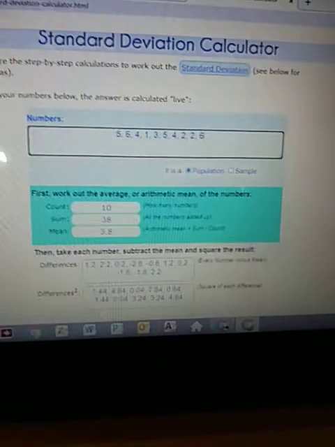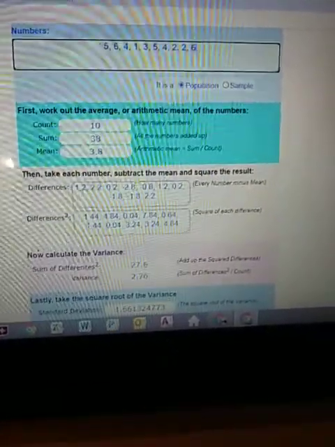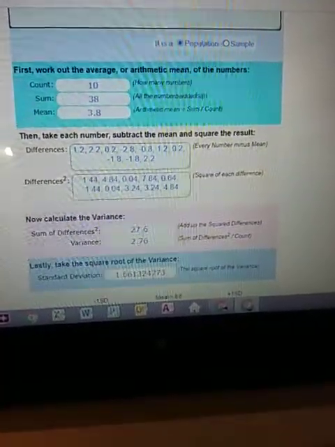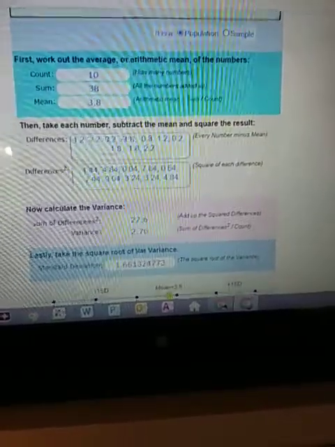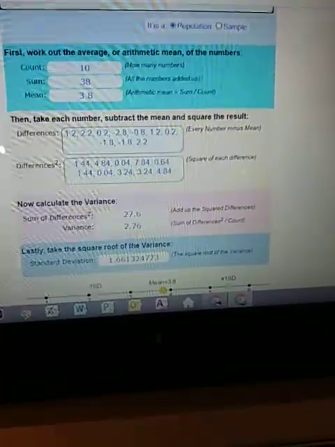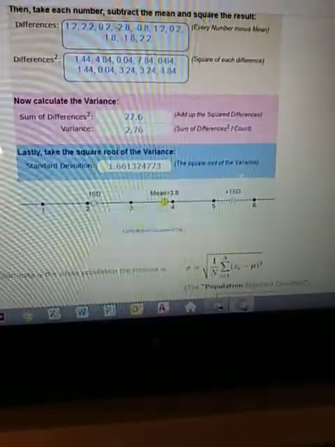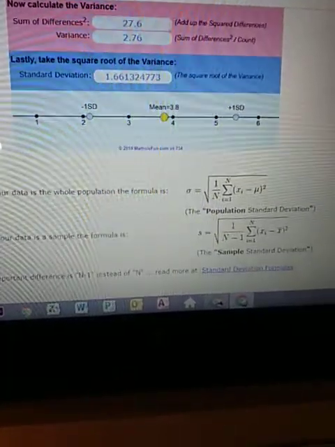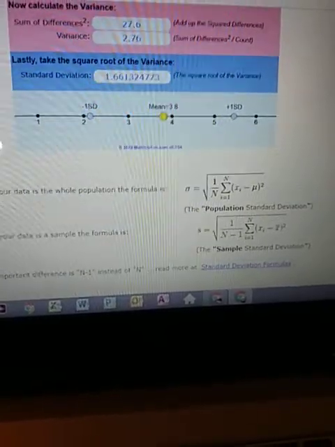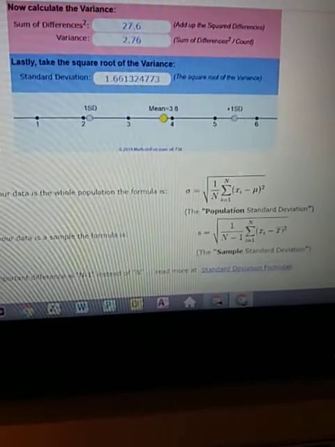Okay, so these are all the steps of how to do it. It works out the average, the mean, which you already have, how many numbers there are, the sum, the mean, all right, you need all those. Then you take each number, subtract the mean and square it. It goes through all the steps. And then at the end, it tells you the answer. The standard deviation in this case is 1.661324, etc.